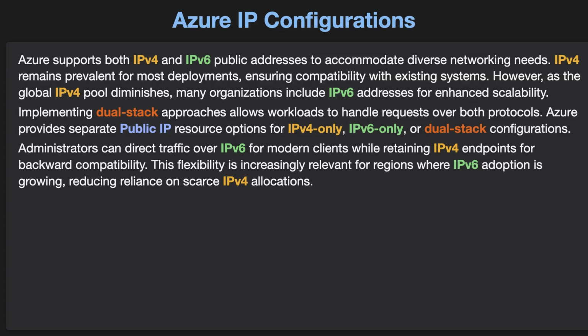Azure provides separate public IP resource options for IPv4 only, IPv6 only, or dual-stack configurations. Administrators can direct traffic over IPv6 for modern clients while retaining IPv4 endpoints for backward compatibility. This flexibility is increasingly relevant for regions where IPv6 adoption is growing, reducing reliance on scarce IPv4 allocations.